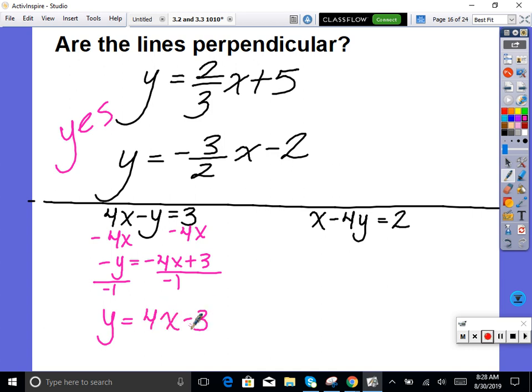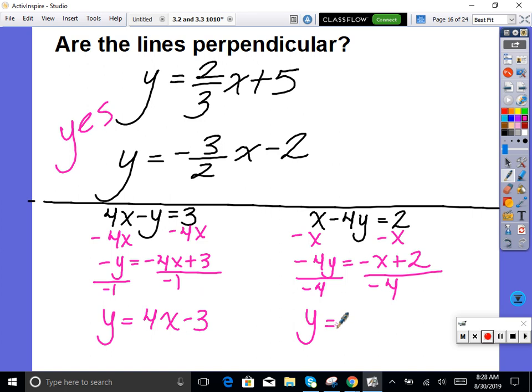Let's do this one. So we would subtract x. Negative 4y is equal to negative x plus 2, divide by negative 4. So that would be y is equal to, isn't a negative divided by a negative a positive? So let's write that as 1/4 x. And then 2 divided by 4, it is, so minus 1/2.